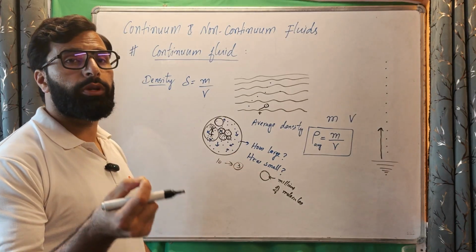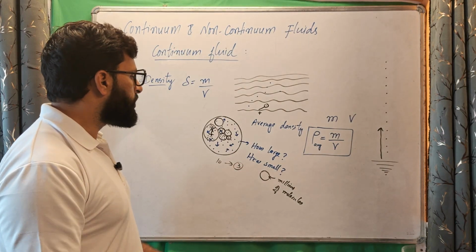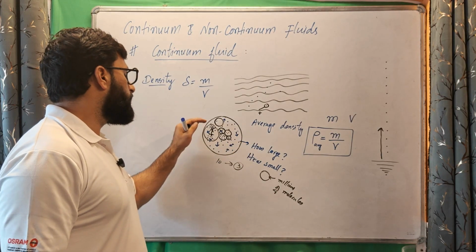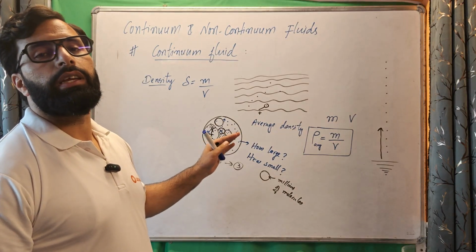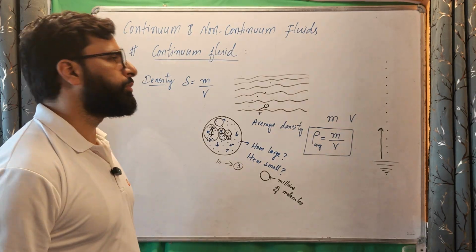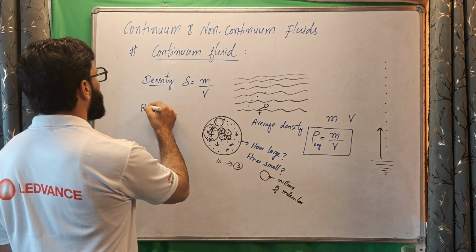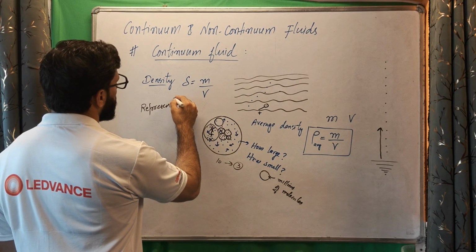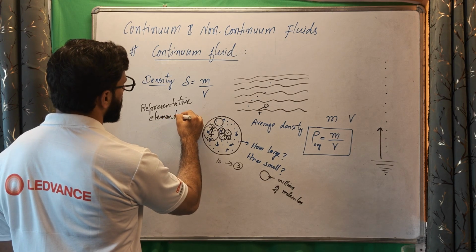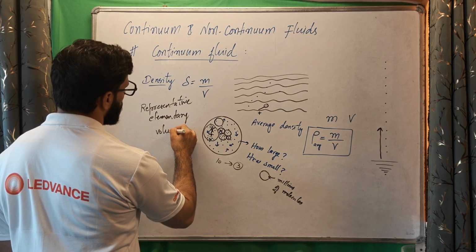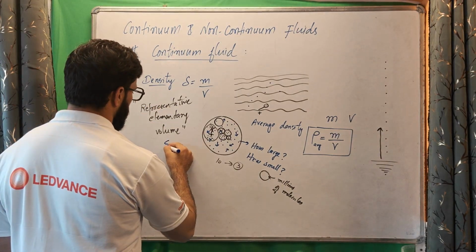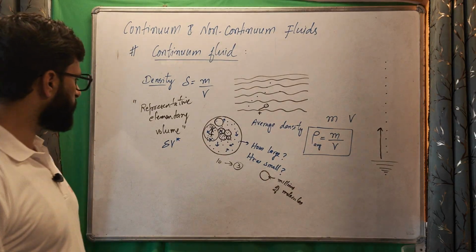So we have to find the optimal volume element, which on the lower side contains millions of molecules, and on the other side the number of molecules will be distributed equally, and the density should be uniform in that volume. And what is that volume? First of all, that volume is called a representative elementary volume. Let's call it delta V asterisk.